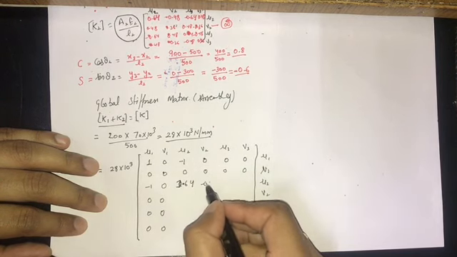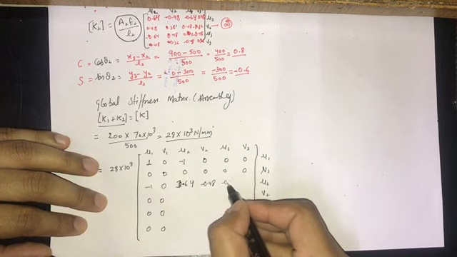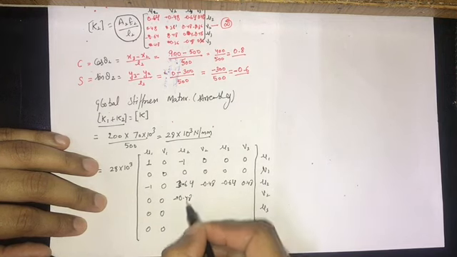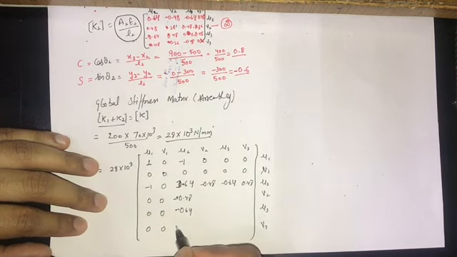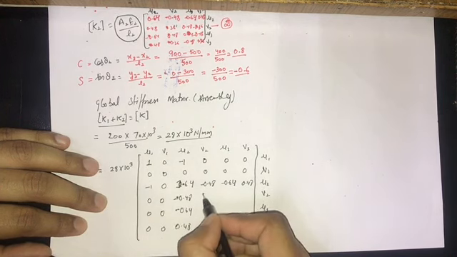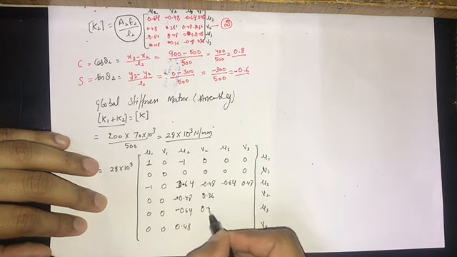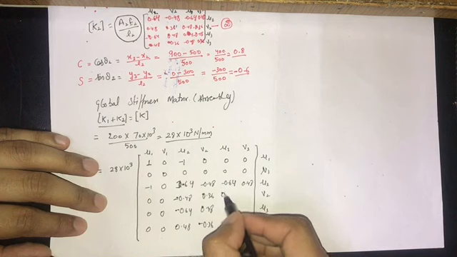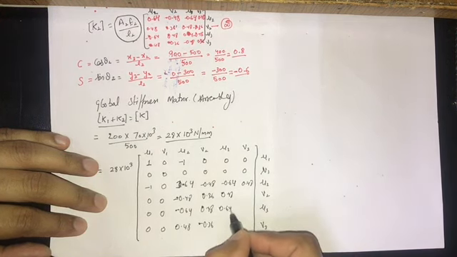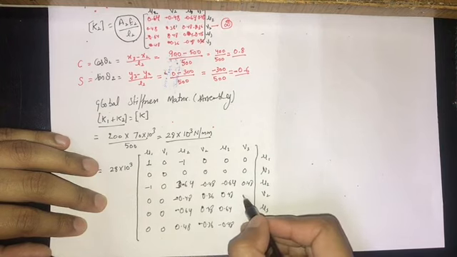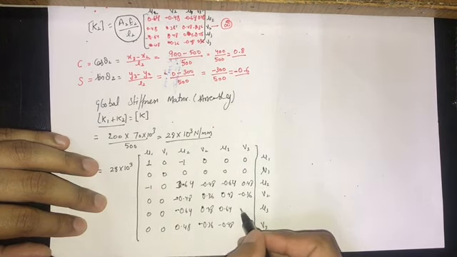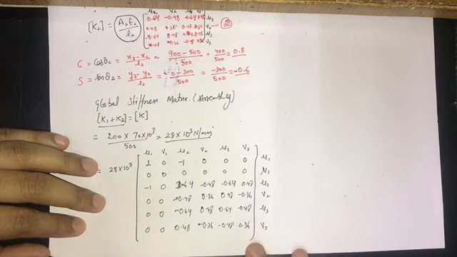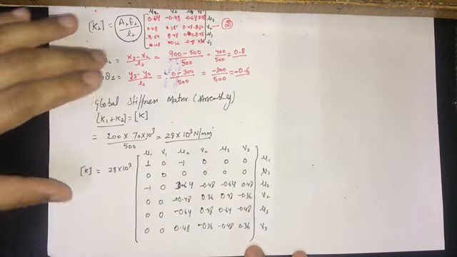1.64, minus 0.48, minus 0.64, 0.48, minus 0.48, minus 0.64, 0.48, 0.36, 0.48, minus 0.36, this is 0.48, 0.64, minus 0.48, minus 0.36, minus 0.48 and 0.36. So here is the matrix of 6 by 6.